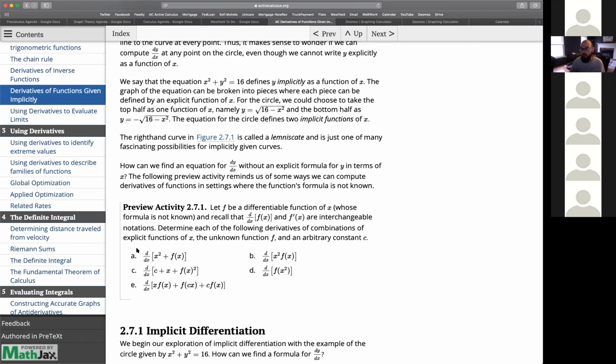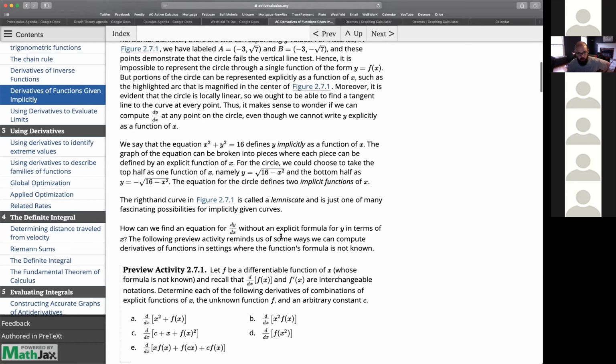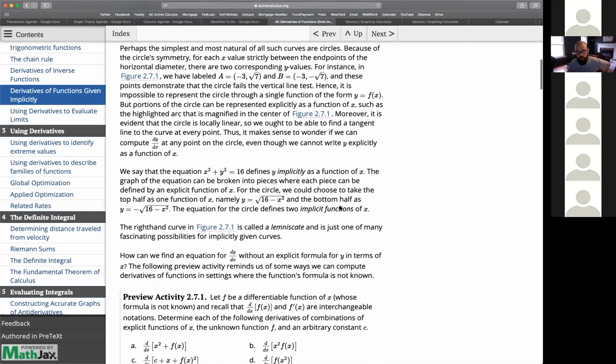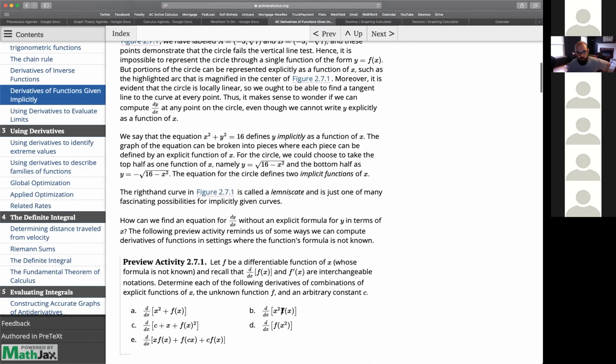Okay, so we don't know what f of x is, and so what we're alluding to here is that when we come back up with these equations, we don't know what y is. We can't figure out an explicit equation for y. So just like down here, we don't have an explicit equation for f of x, but we could still come up with an expression for this derivative.